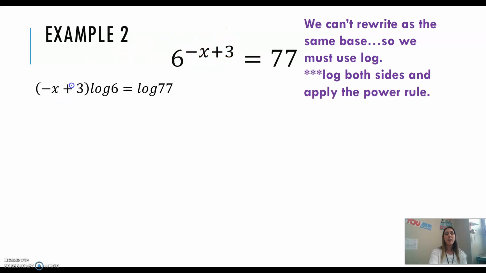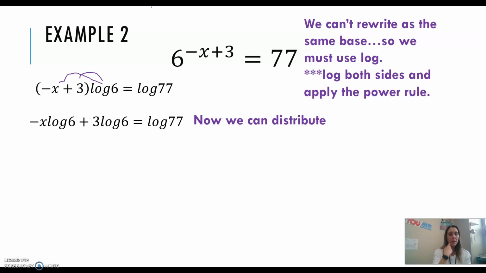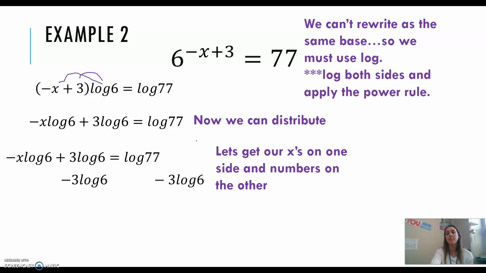Now, normally we could just distribute this, right? If it were just a 6. But it's a log 6, and log 6 is just a number. If it were just 6, we could distribute it, so we're going to do that with log 6. So now let's distribute. And then it's just solving. We have negative x times a number plus a number equals a number. Well, we've seen this for a long time. We just want to get the x's all on one side and the numbers on the other.